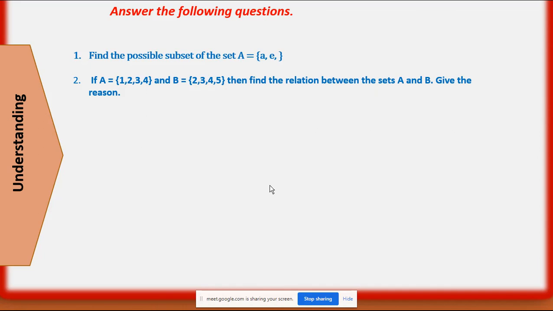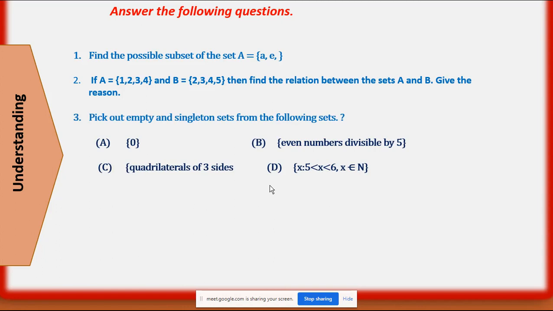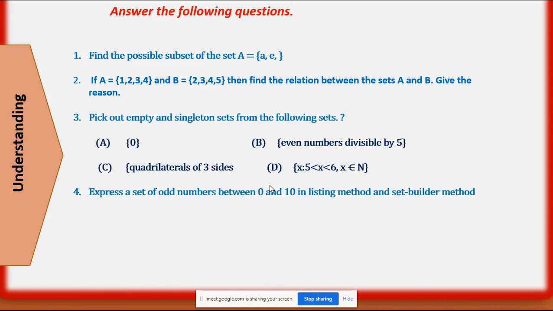Third question, pick out empty and singleton sets from the following sets. Next question, express the set of odd numbers between 0 and 10 in listing method and set builder method. And if U equals 1 up to 10, A equals 1 up to 5, then is A a subset of U? Give reason. Can you write the questions and give the answer?